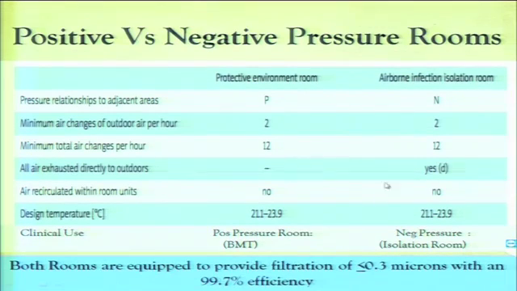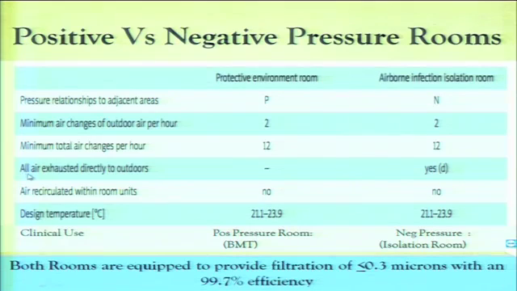So in a comparison of positive and negative pressure rooms, the pressure relation to the adjacent area is positive in the BMT, while in the isolation room it is negative. The air exchanges of outdoor air per hour will be 2, and the minimal total air exchanges per hour will be 12, and this runs 24 hours a day.